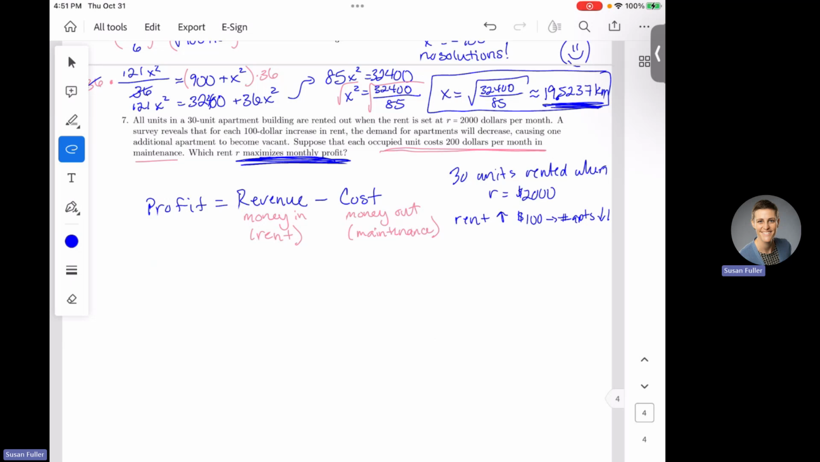Okay, so let's think about how this is going to work. It says for each $100 increase in rent, so I'm going to have to figure out how many $100 increases in rent I want to do, right? So let's make that my variable, because that's what I need to figure out. I'm going to say X is the number of $100 rent increases.